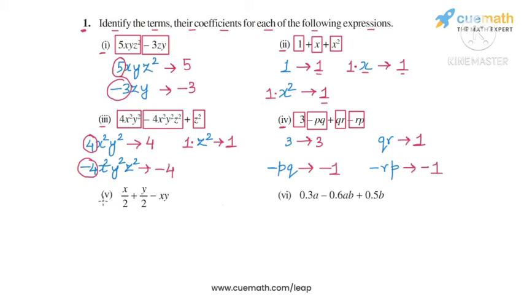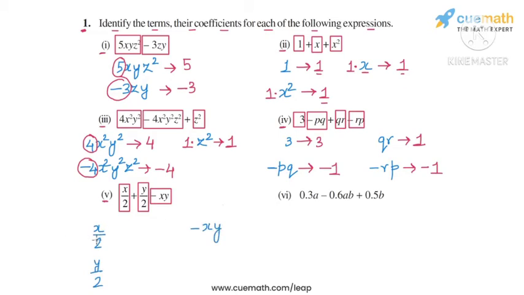Now coming to part 5, the expression is x by 2 plus y by 2 minus xy. So the three terms are x by 2, y by 2 and minus xy. So let's write these three terms. So we have x by 2, we have y by 2, and then we have minus xy. These are the three terms of the expression.